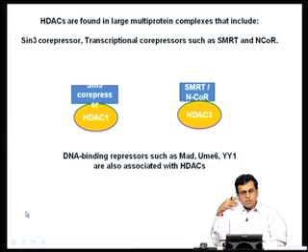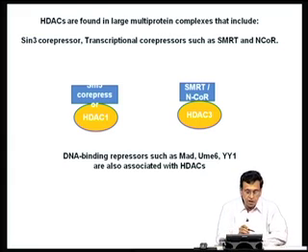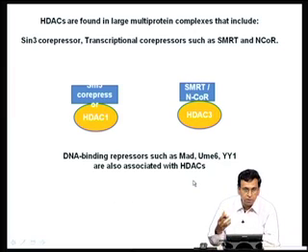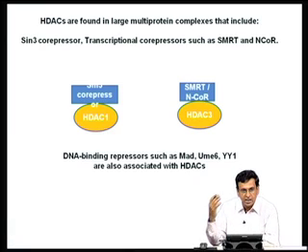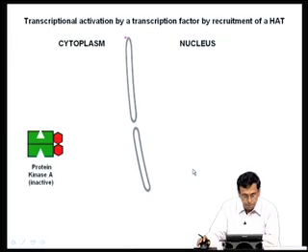Now, as is true for many of these HDACs, the HDACs are also found in a number of multi-protein complexes. For example, I have given two examples here. There is something called the SIN3 co-repressor, and there are transcription repressors such as SMRT and NCoR. We have discussed all these things in previous classes, and HDAC1 is a very important component of some of these co-repressor complexes. There are also many examples where co-repressors and repressors, which are involved in negative regulation of transcription, have been associated with histone deacetylases.